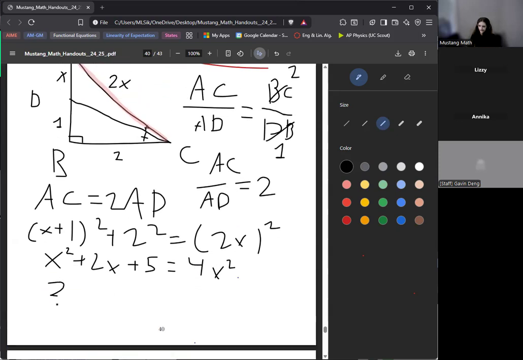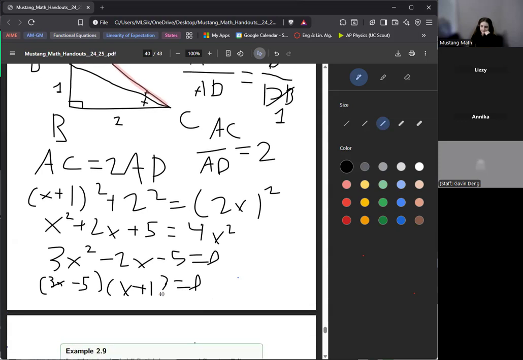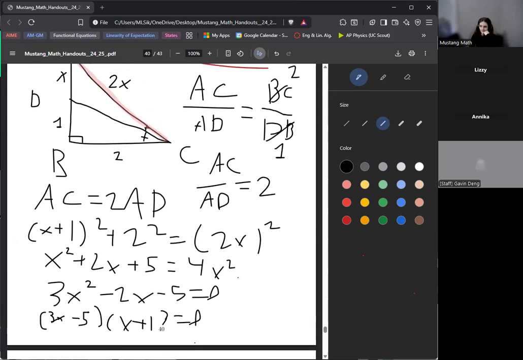Let's solve this, we end up getting 3X squared minus 2X minus 5 is equal to 0. We can either factor this or use the quadratic formula. I'm going to factor this, so let's see. We can use a bit of grouping. Let's see, negative 15. Yeah, okay. We have 3X minus 5 and X plus 1 together like that. So from here, we can end up finding this.